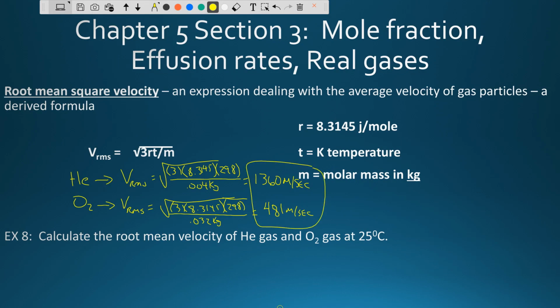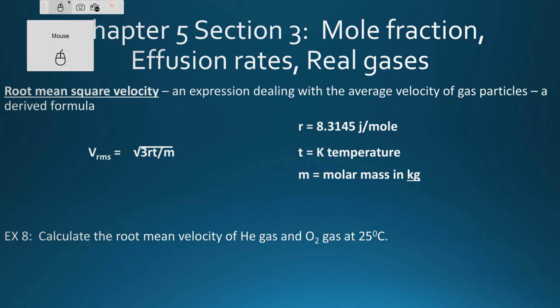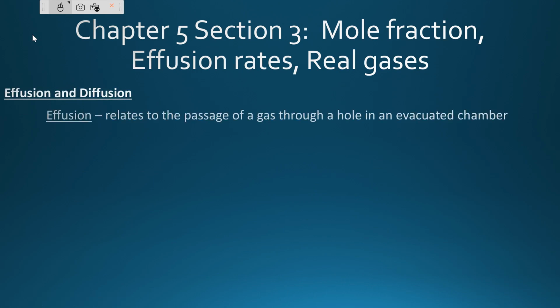Now you know what I mean by chunky run slow. Oxygen is pretty hefty compared to the helium, and so it's moving at a much slower rate. Very, very simple types of problems. Just know how to plug it into the equation. Now, a couple other things with this.